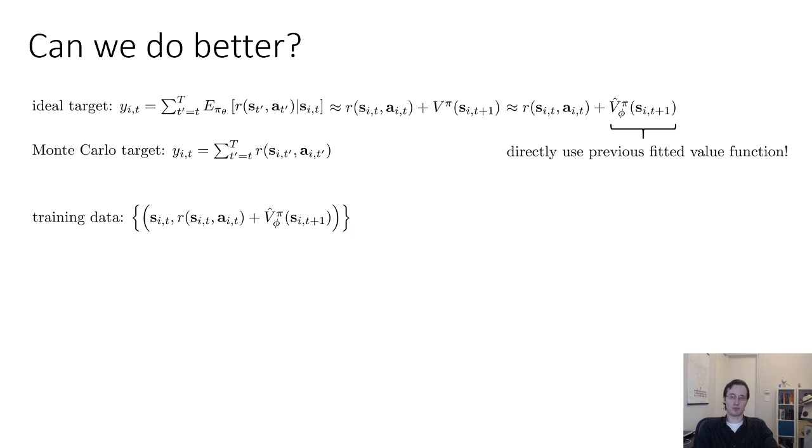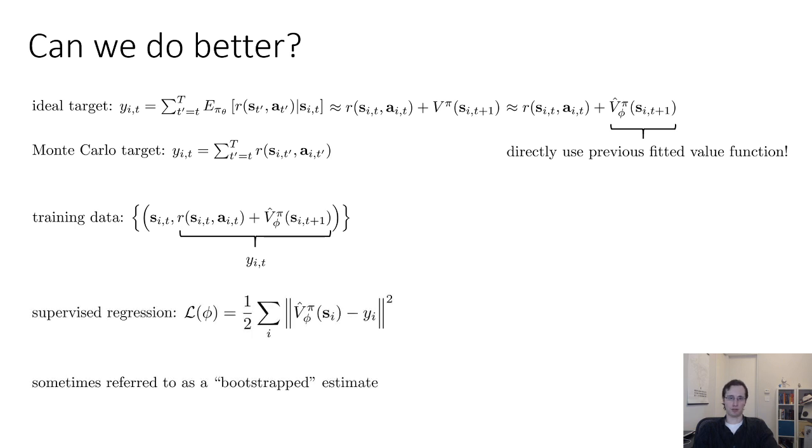So now our training data will be obtained by rolling out some trajectories, taking every state we saw and then labeling it with the reward at that time step plus the value function at the next time step, where the value function is just the previous value function that we fitted to our previous data. And that's now our target value y_i,t. And we fit that, again, with supervised regression. So this is sometimes referred to as a bootstrapped estimate. And it might seem a little peculiar because we're just using our own value function again, but it actually ends up working much better if implemented properly. It can be harder to train, it can be harder to set it up so that it's stable, but if it can be made stable, it tends to work a lot better.